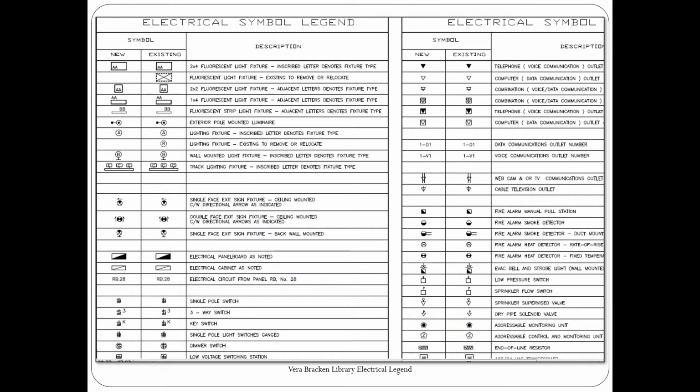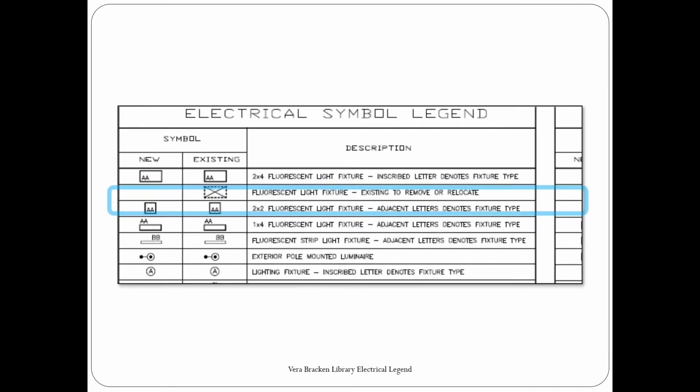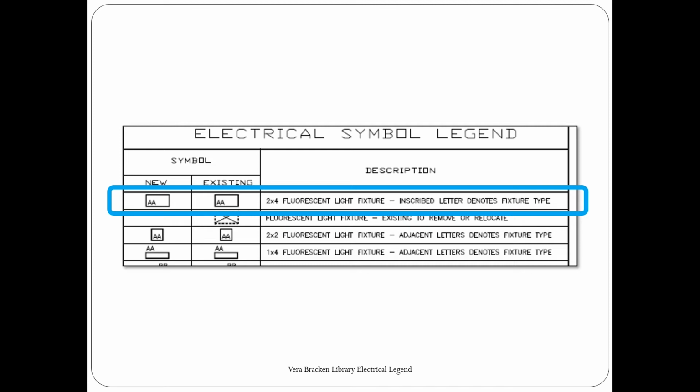The next item I want you to look for is the 2x4 fluorescent light fixture. Here is the 2x4 fluorescent light fixture. You'll notice it has an AA in the corner. This denotes the fixture type, and we would find this fixture in the lighting schedule to tell us which light fixture should go where within the building.